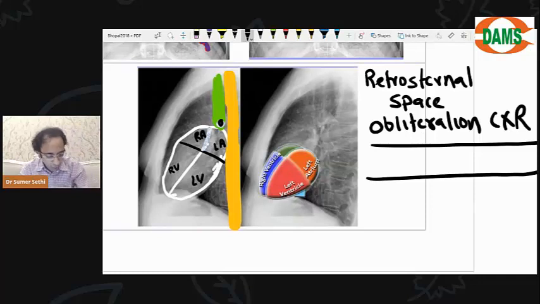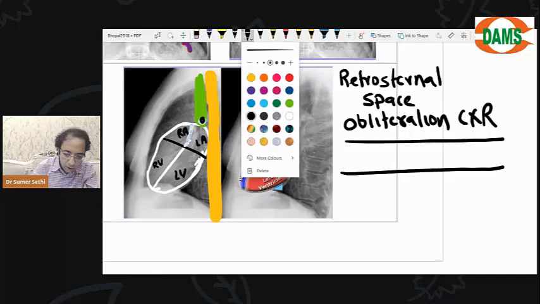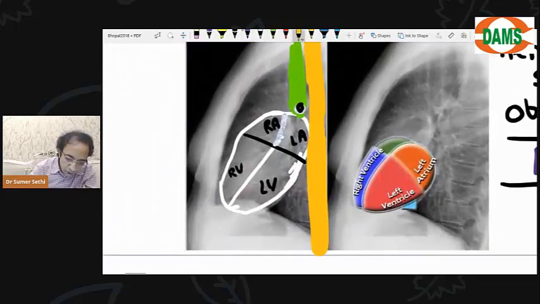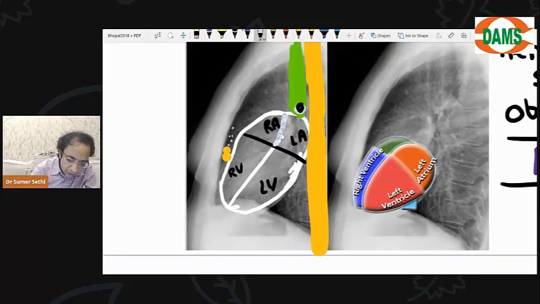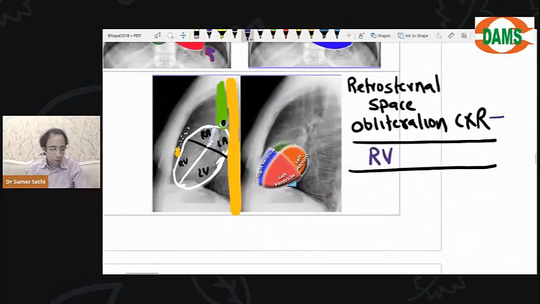Retrosternal, okay, listen to me. Retrosternal space obliteration on a chest X-ray is seen due to right ventricular enlargement. Do you understand this or not? Because this is the space. Can you see there is a space between the sternum and the heart? This space will be obliterated if you have right ventricular enlargement. If they ask you more than one answer, then even right atrial enlargement can lead to this.